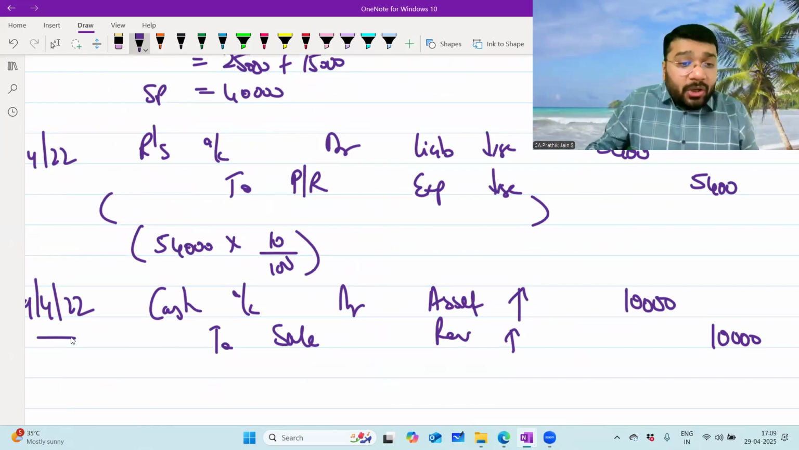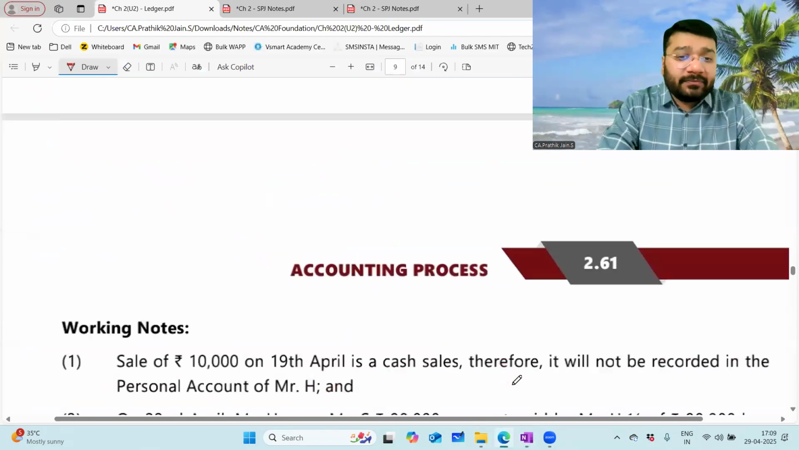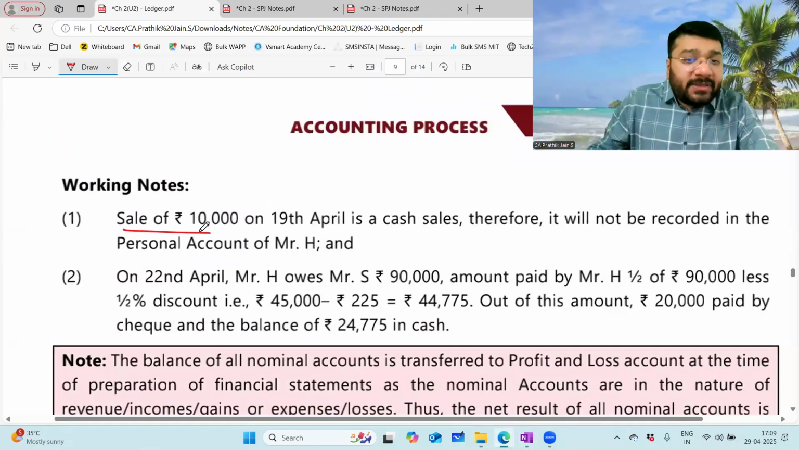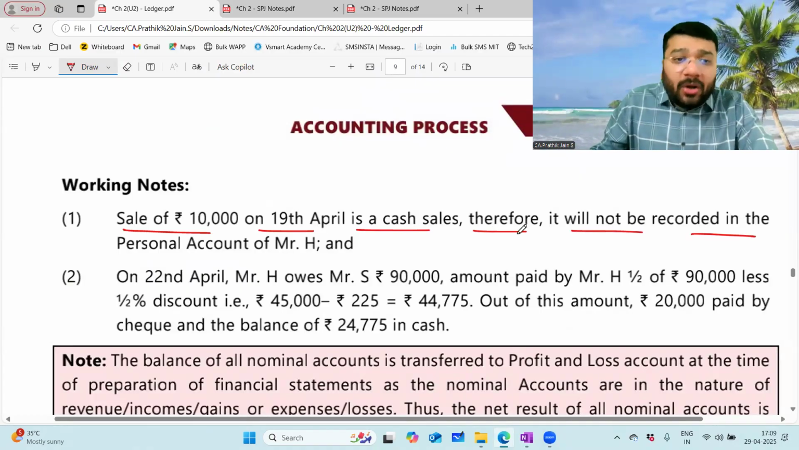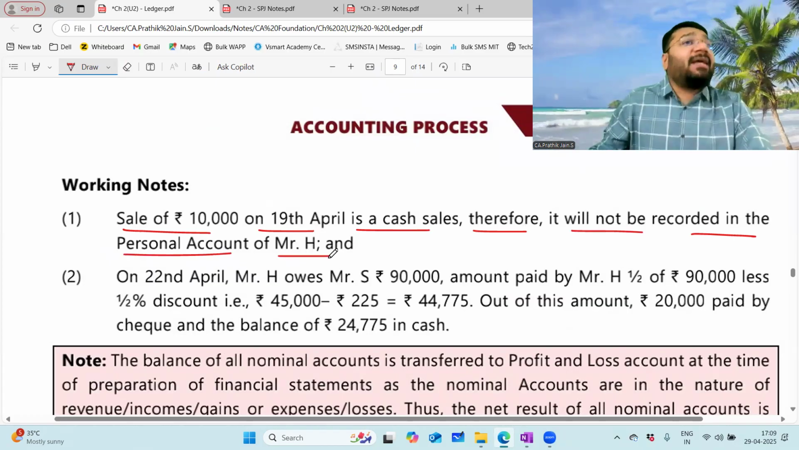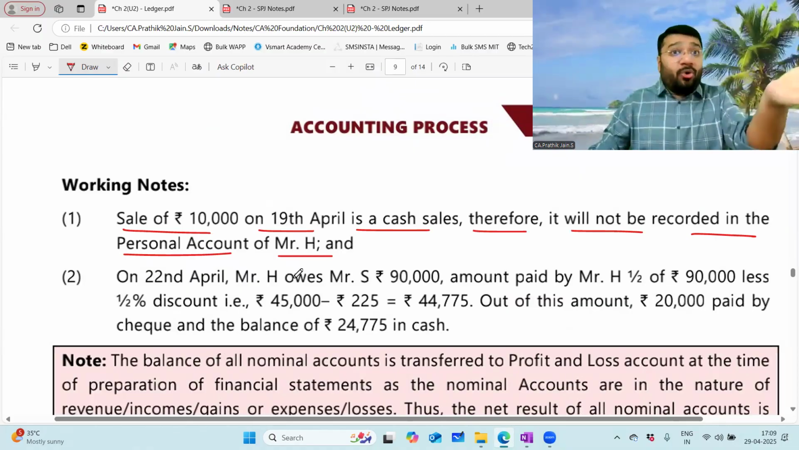Now, an important note has to be given like this. This will carry marks. Sale of rupees 10,000 on 19th April in cash is a cash sale. Therefore, it will not be recorded in the personal account of Mr. H. Boss, I have received the money. I've sold the goods. I've received the money.